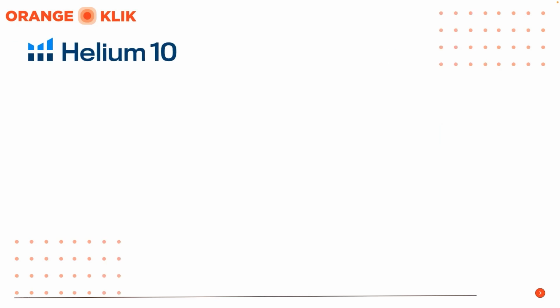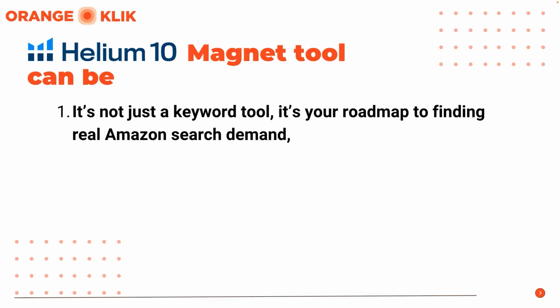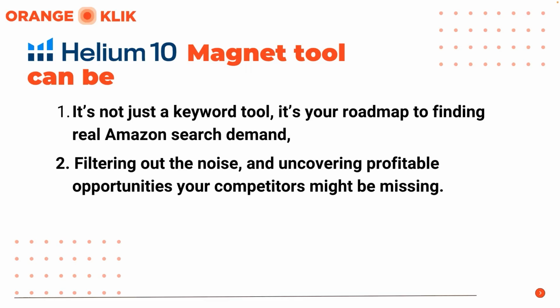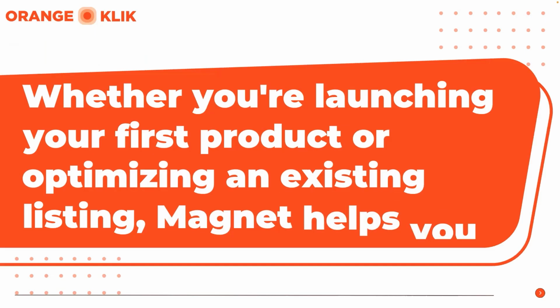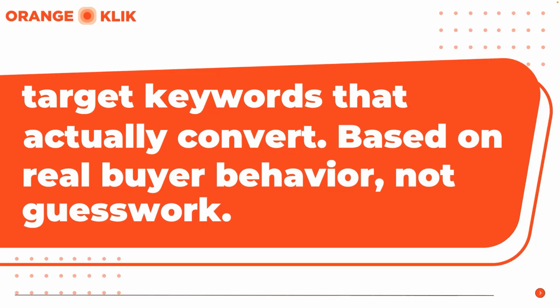Thanks for watching. If you made it this far, you know how powerful Helium 10 Magnet can be. It's not just a keyword tool, it's a roadmap to finding real Amazon search demand, filtering out the noise, and uncovering profitable opportunities your competitors might be missing. Whether you're launching your first product or optimizing an existing listing, Magnet helps you target keywords that actually convert based on real buyer behavior, not guesswork.